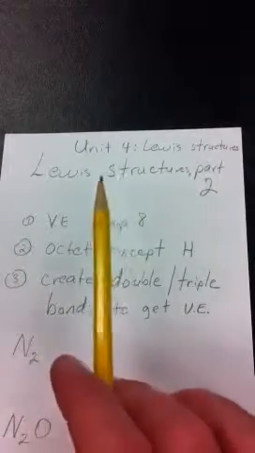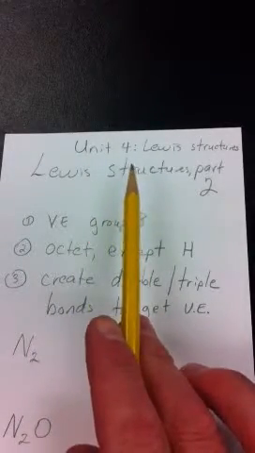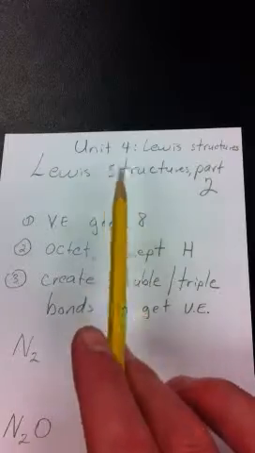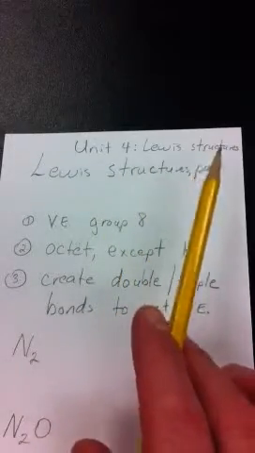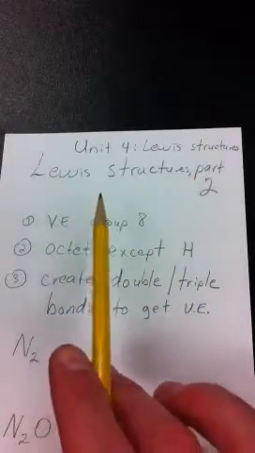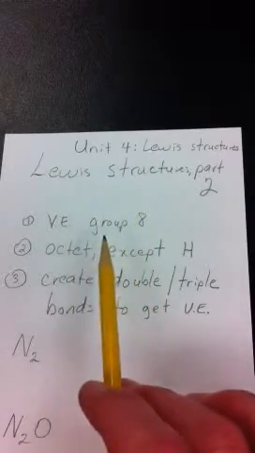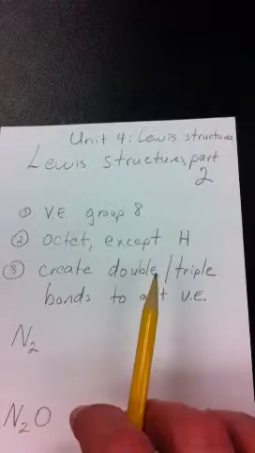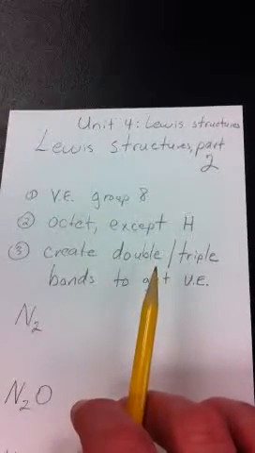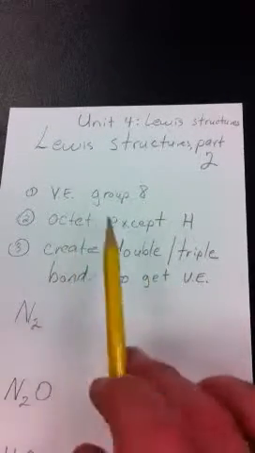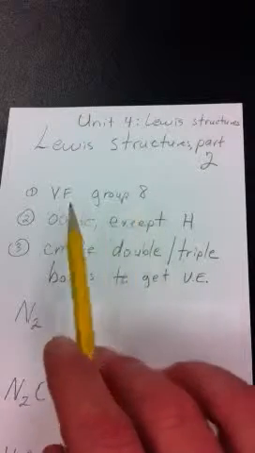This is a lesson from Unit 4 of the bonding unit. This is Part 2 of Lewis structures. In Part 1, we talked about what a Lewis structure is, what it shows us, and did a couple of examples. In this session, we're going to keep doing some more examples, a review of the rules.